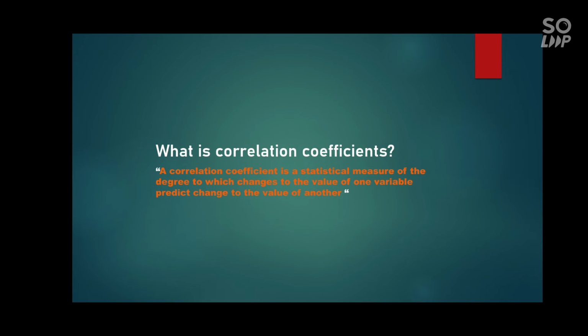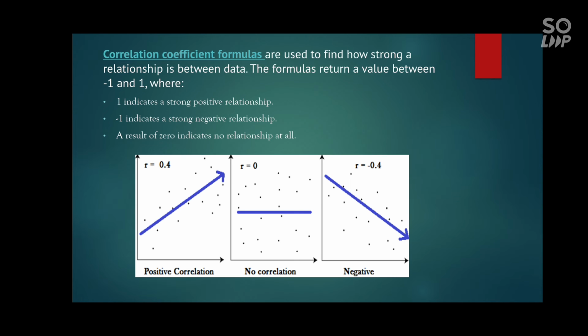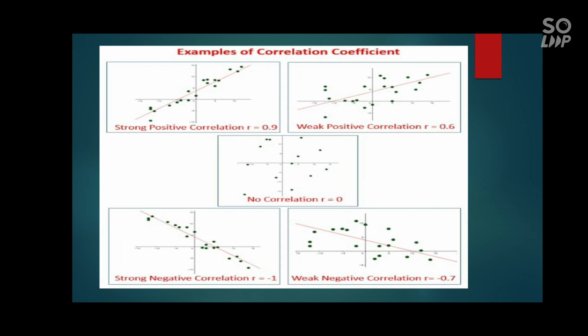What are correlation coefficients? A correlation coefficient is a statistical measure of the degree to which changes to the value of one variable predict change to the value of another. If we look into these graphs, we can find that correlation coefficient values come between -1 and +1, where +1 indicates strong positive correlation, -1 indicates strong negative correlation, and 0 indicates no correlation among the variables at all. Here is another set of graphs.